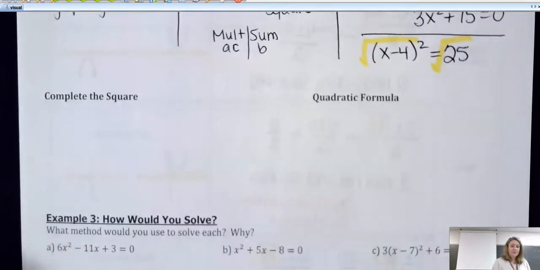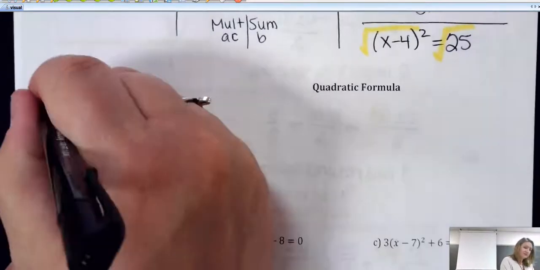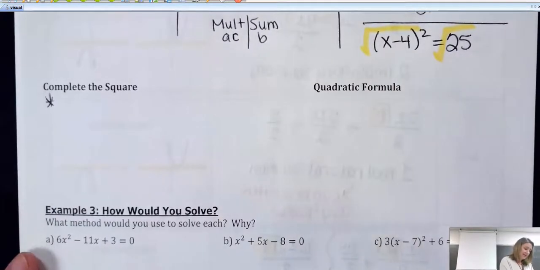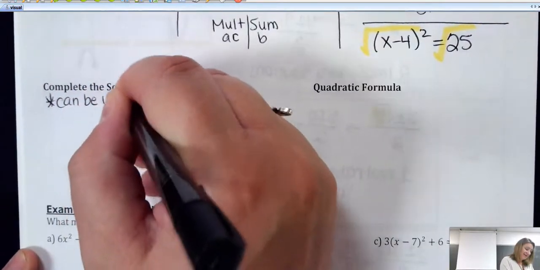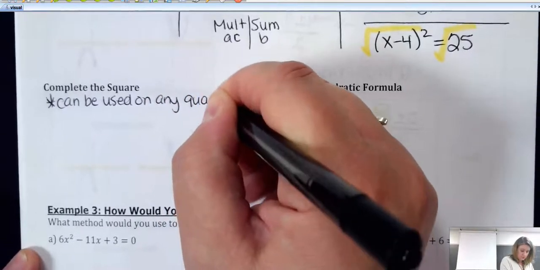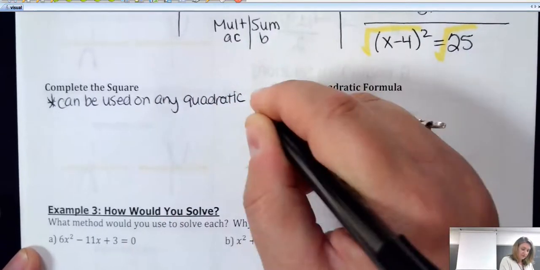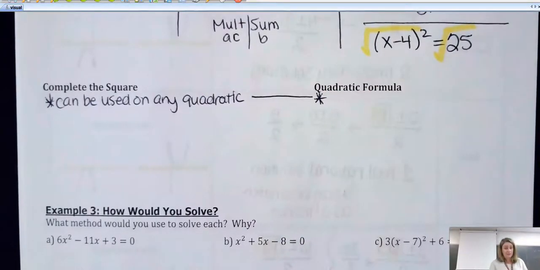Now, these last two, completing the square and quadratic formula, can be used on any quadratic. Both of these, quadratic formula and completing the square. Now, what I would say to you is, you can't always factor, you can't always use square roots. You can always complete the square, you can always use the quadratic formula.